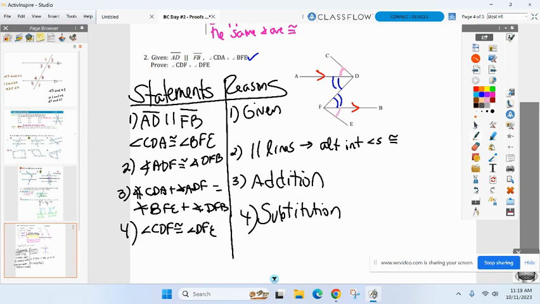Okay, good work. So are you seeing how these proofs are changing slightly? You're still going to use the unit 2 theorems at the end. It's just in the middle now, new pairs of angles are going to be alternate interior, same side interior, corresponding. Okay, that's the new part of these proofs.